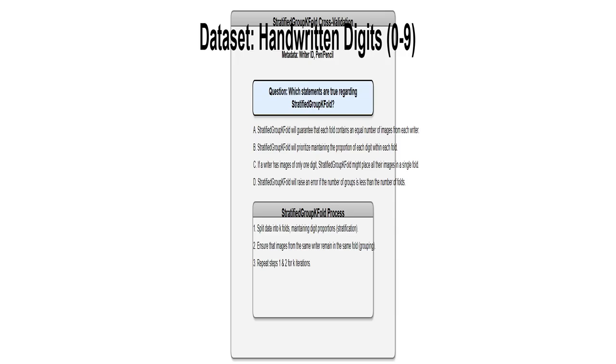I'm using a dataset of handwritten digits, ranging from 0 to 9. Each digit is represented by an image. This is the data I'll be using for my machine learning project. It's a classic problem. Along with each digit image, I also have extra information, or metadata. This includes the ID of the person who wrote the digit and whether they used a pen or pencil. This additional information is key to applying StratifiedGroupKFold cross-validation.